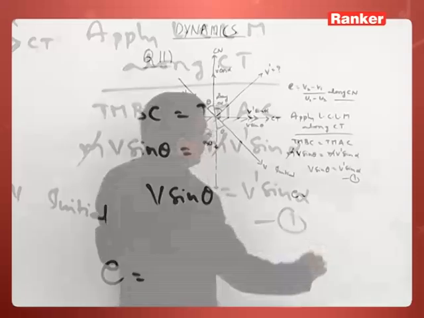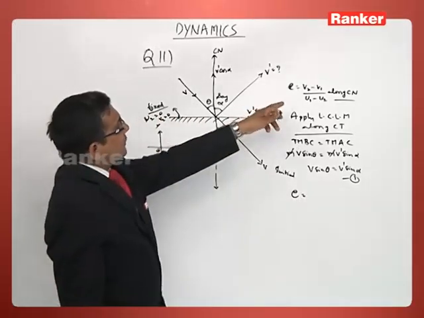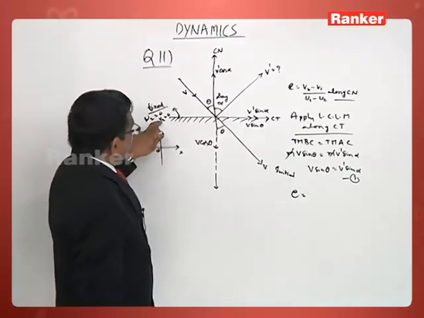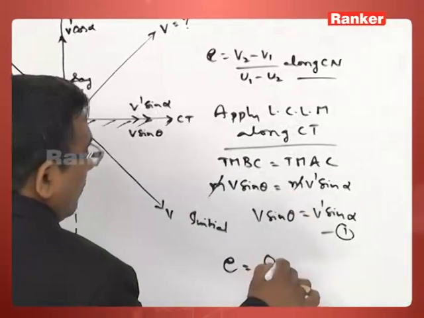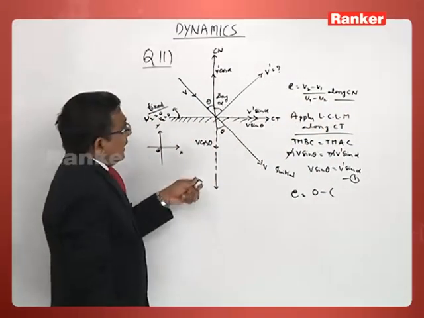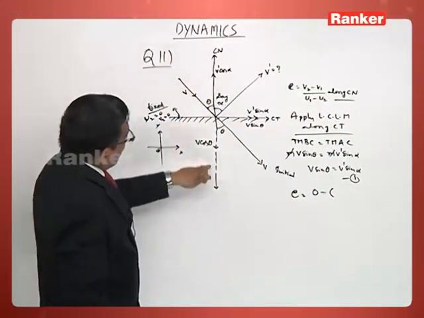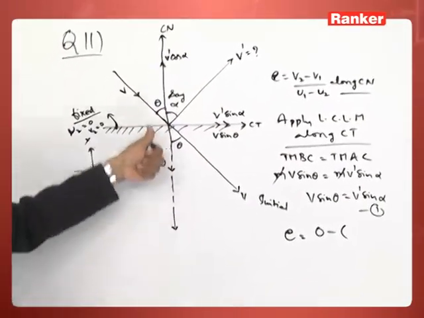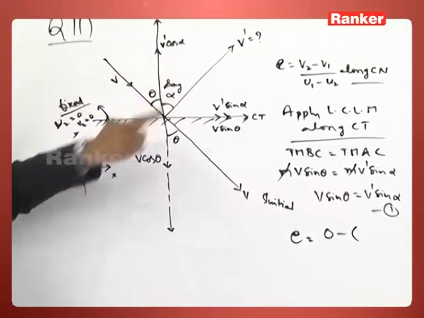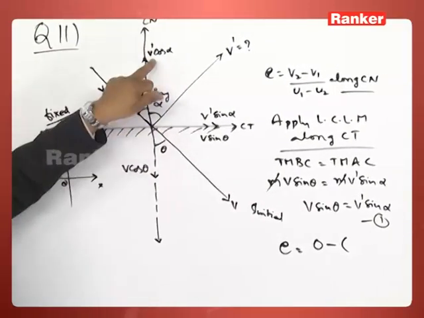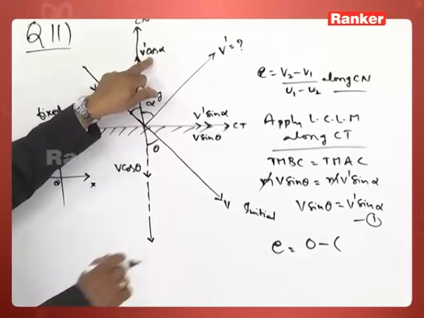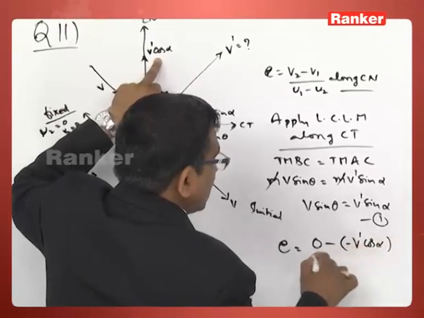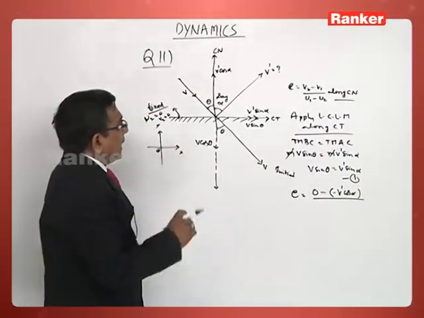So coefficient of restitution e is equal to v2 minus v1 by u1 minus u2. Again as usual, the second body is at rest, so v2 is 0, minus v1. Initially I have to take this along the common normal direction. Initially the body is moving downwards, but finally the body is rising upwards as the direction is changing. So the first body's velocity after collision is v prime cos alpha. With sign, it will become minus v prime cos alpha because the direction is changing.